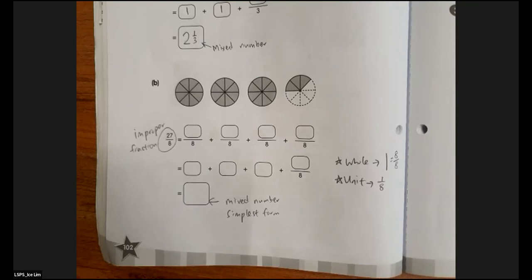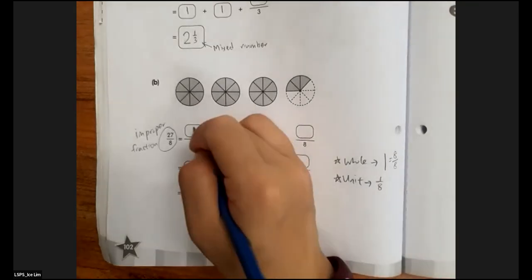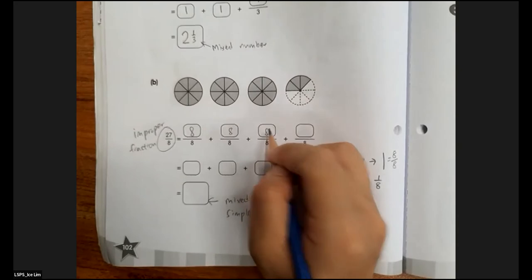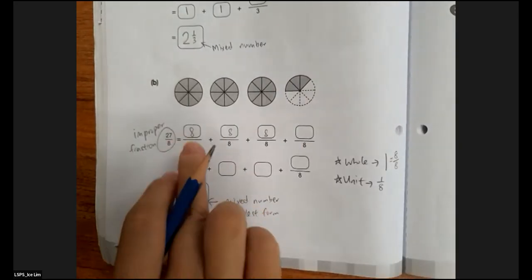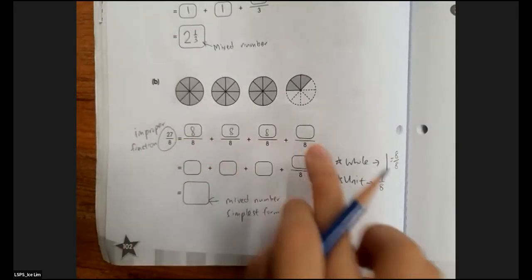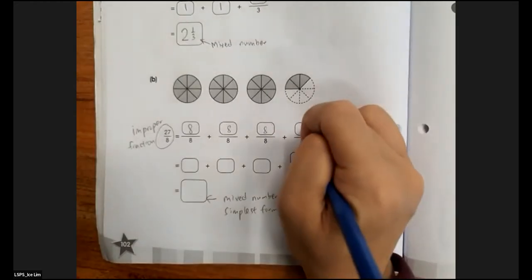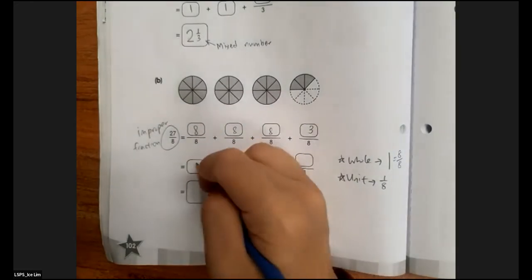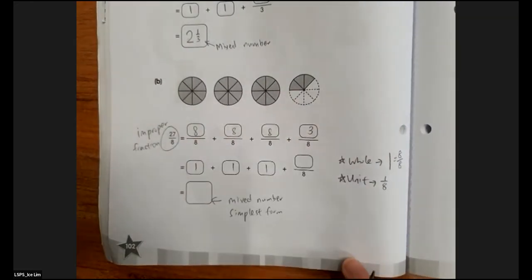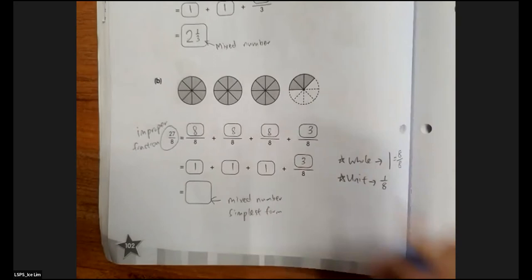Is it okay? So I go with 8/8, 8/8, 8/8, and then 8, 16, 24, and I have remaining 3/8. So one whole, and then 3/8.